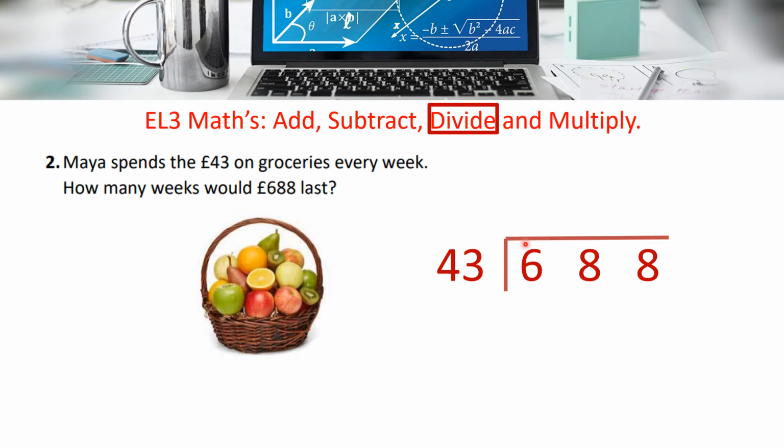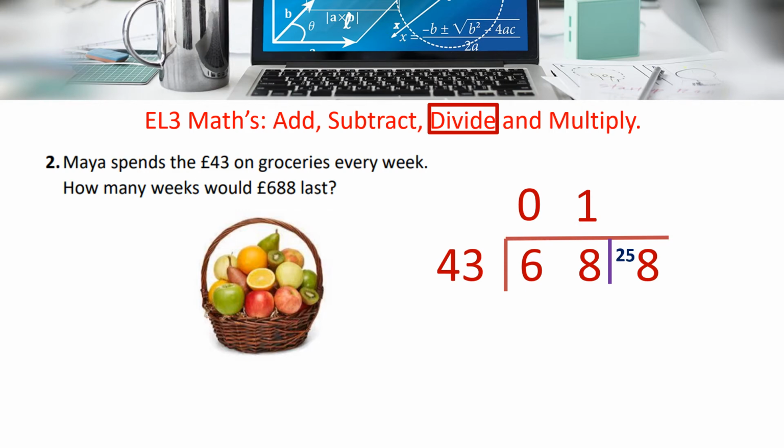Now 43 into 6 doesn't go, so that'd be 0. Now 43 into 68, you break that down into a little problem. How many 43s are in 68? Well, there's only 1, isn't there? And then you have 25 left over. So you move that 25 into the next column here, which makes that 258.